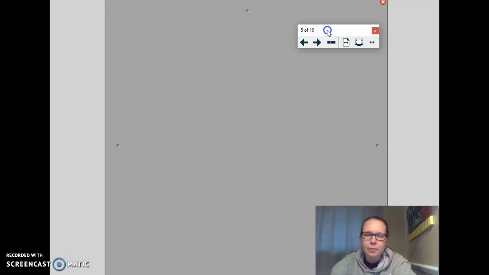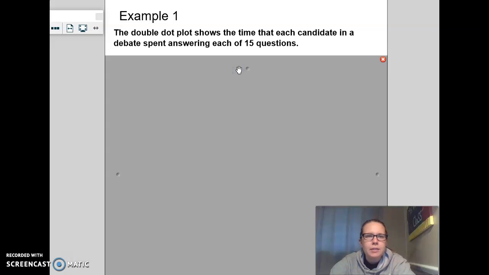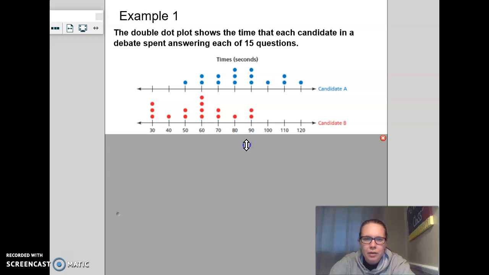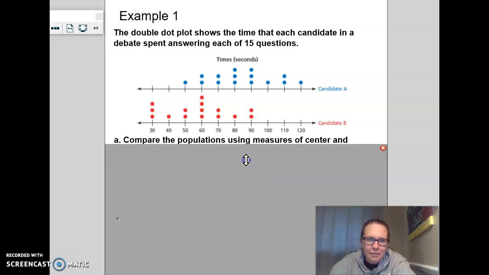So this first one I kind of blacked off because we're going to go through our problem here step by step. So this first one says, example 1, the double dot plot shows the time that each candidate in a debate spent answering each of the 15 questions. Okay, so maybe it could be a political debate, it could be a debate here at school, okay? So how long in seconds it takes you to answer these questions, okay? So you've got candidate A and you've got candidate B. So we need to compare the populations using measures of center and variation.